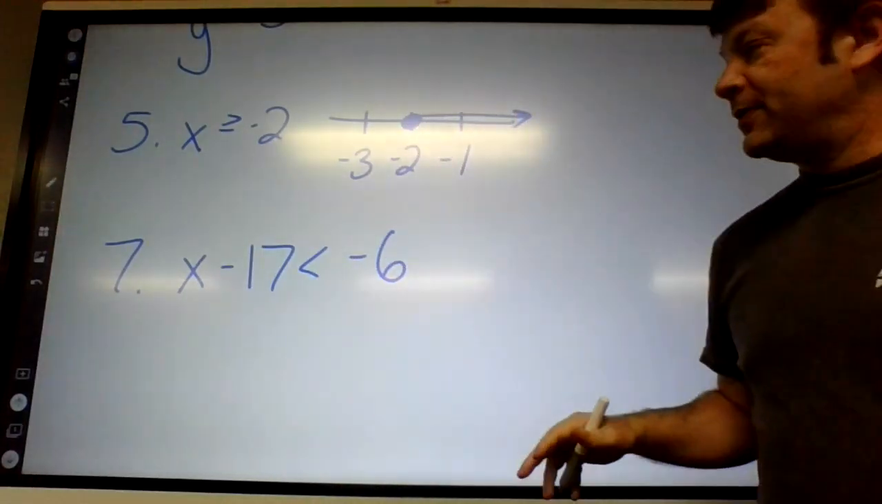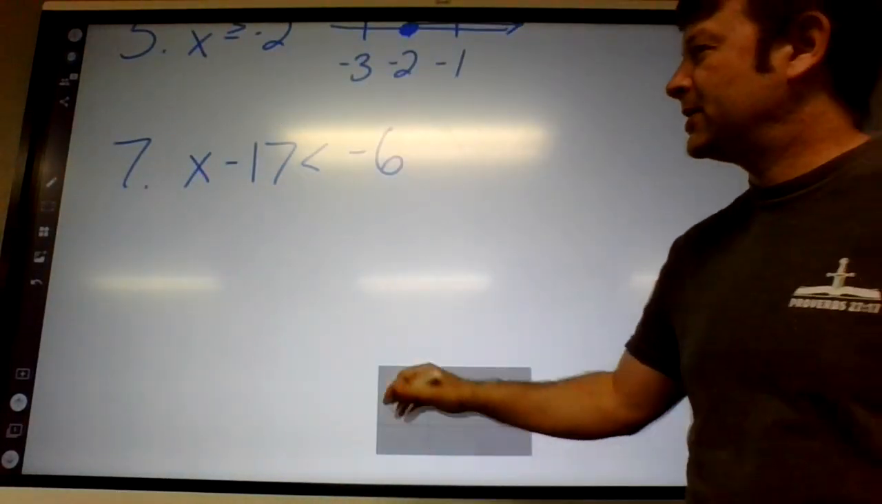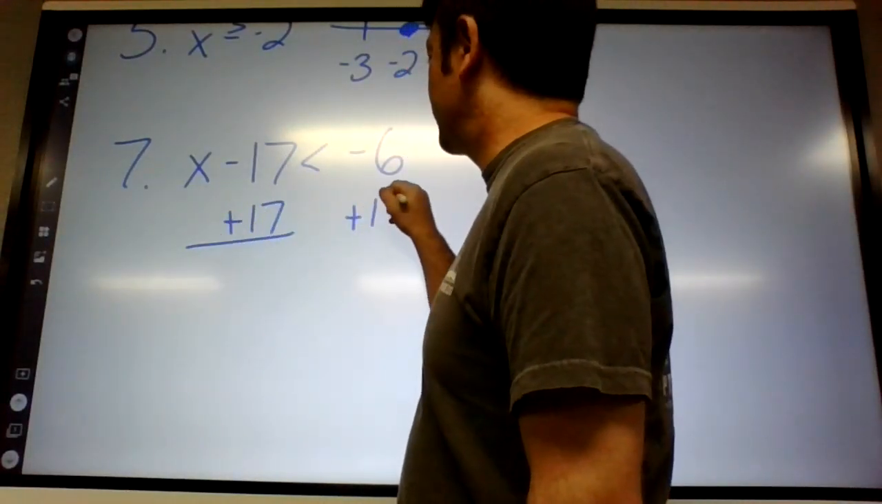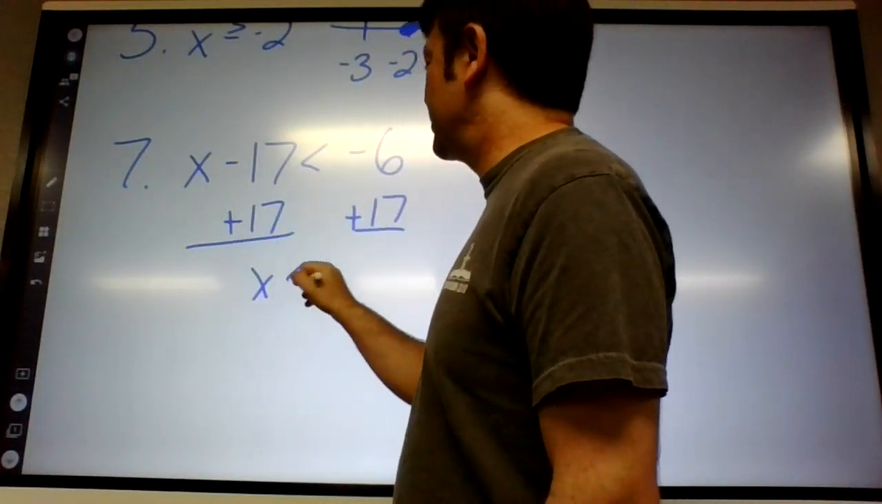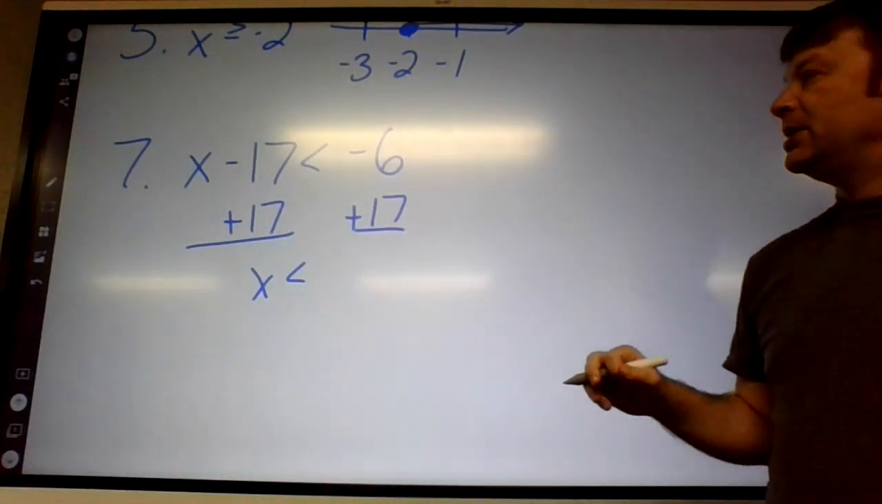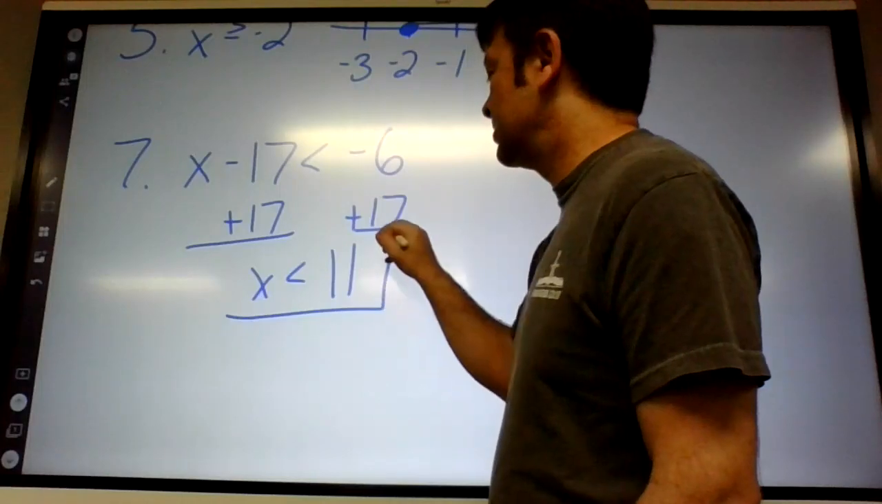All right, number 7 just says solve. So how would I solve this? Add 17. Okay, guys, this is where you need to show some work. Even though this one's a little bit easier, I want you to start showing work here. -6 plus 17 is 11.